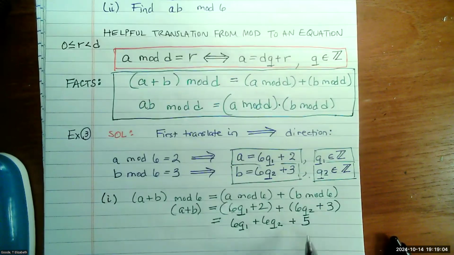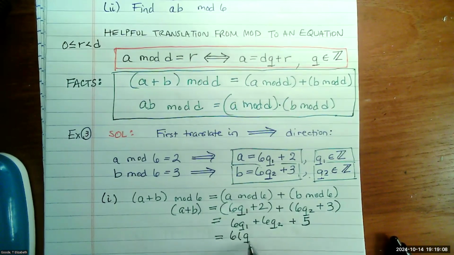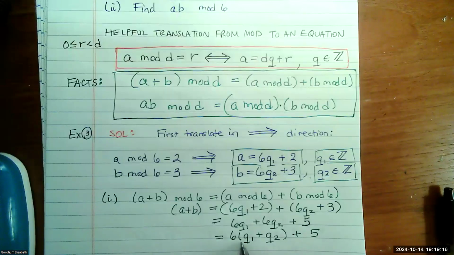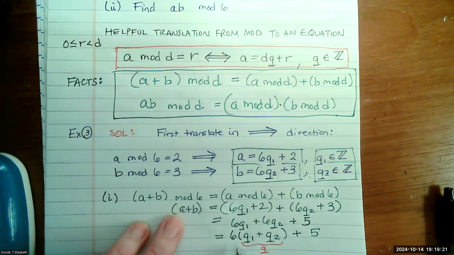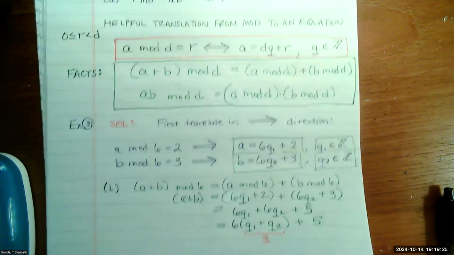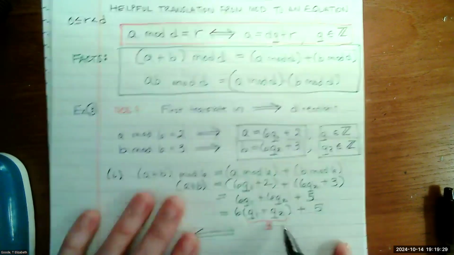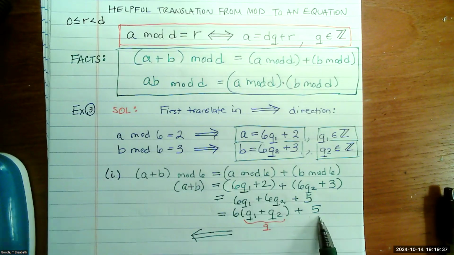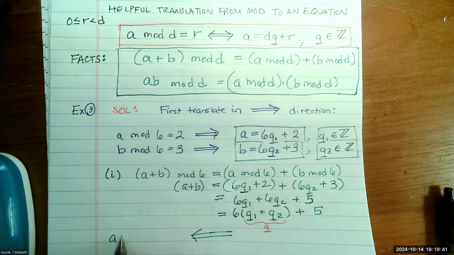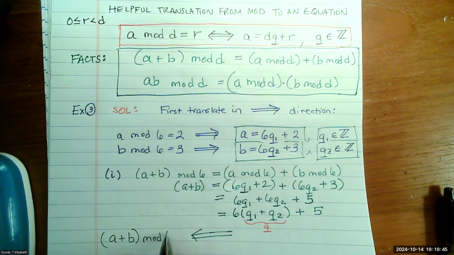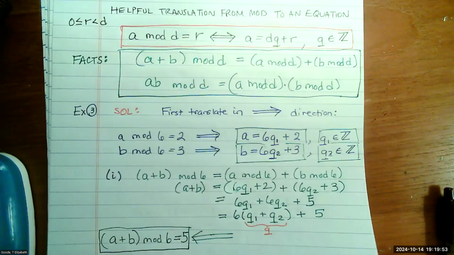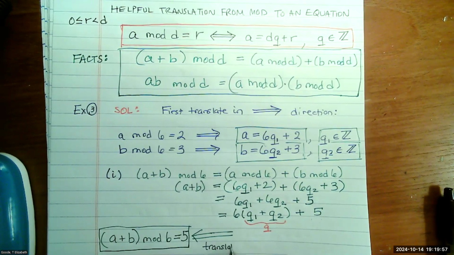And plus 5 is a legal remainder. It's legal if you're dividing by 6. So it's 6 times Q1 plus Q2 quantity plus 5. So you see, this Q1 plus Q2 is our Q. So A plus B equals 6 times an integer plus 5. And now we simply translate in this direction. We have the equation 6Q plus R, where R is a remainder that's appropriate for dividing by 6. And so that means that A plus B mod 6 is equal, in fact, to 5. So we translate back in this other direction. Questions?